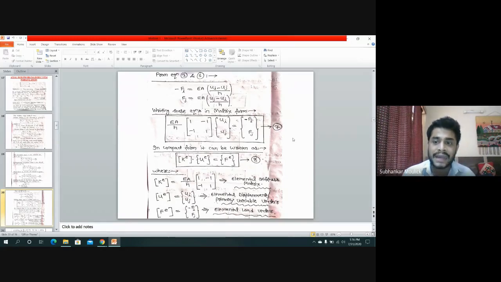That means I can transform equation 7 as Ke, because this term EA by h, 1 minus 1, minus 1 1, is known as the elemental stiffness matrix, into this ui uj. I am writing it as Ue, the elemental displacement vector or primary variable vector, and this 2 cross 1 matrix minus Fi Fj, I am writing it as Fe, that is the elemental load vector. Equation number 8. Any doubt?